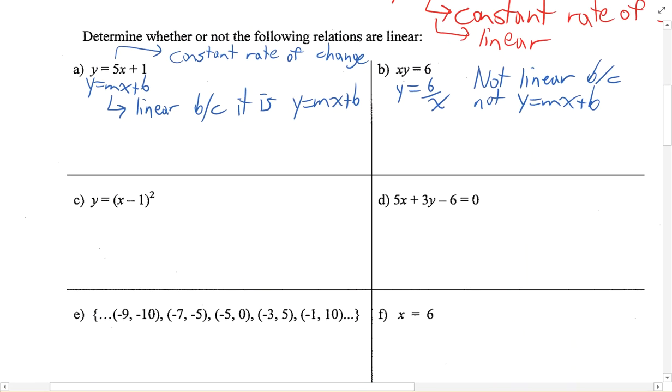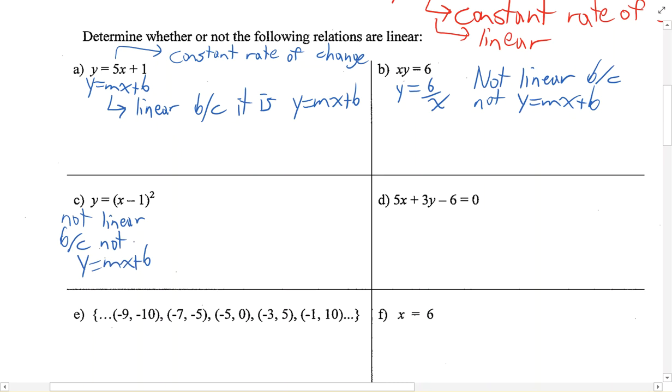Next one. C, does this fit y equals mx plus b? No. So this is not linear. And that's because it's not y equals mx plus b.